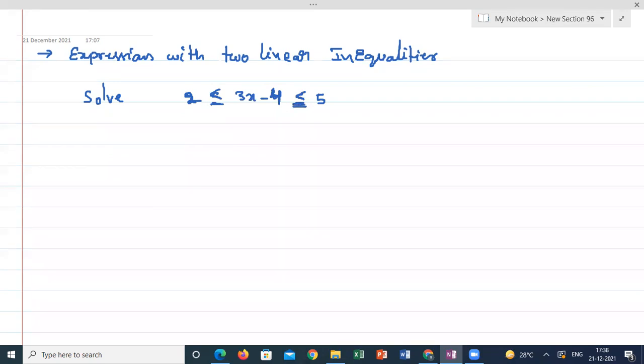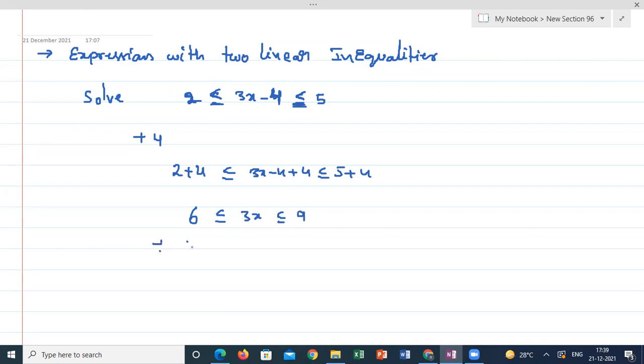How to solve? The procedure is same. Isolate the x. So first to isolate the x, remove the constant. How to remove the constant? Add plus 4. That is 2 plus 4 less than or equal to 3x minus 4 plus 4 less than or equal to 5 plus 4. Adding doesn't influence the symbols here. So here what you will get? 6 less than or equal to 3x less than or equal to 9.